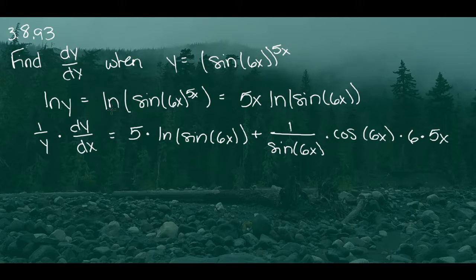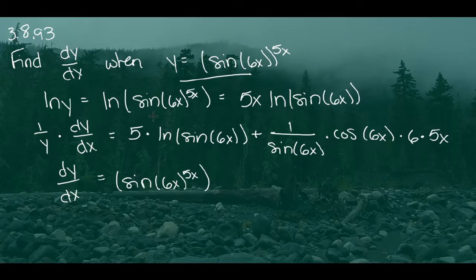Okay, so to solve for dy/dx now, what am I going to do? I'm going to multiply both sides by y. So I multiply the left side by y, it cancels out with the 1 over y, and I just get dy/dx, and then I multiply the right side by y. So the question really is, what is y? Well, in terms of x, that was given to me at the start of the problem. y is equal to sine of 6x to the 5x power. So I'm going to multiply that over here on the right, sine of 6x to the 5x power, and then that's going to get multiplied by everything that was over here.